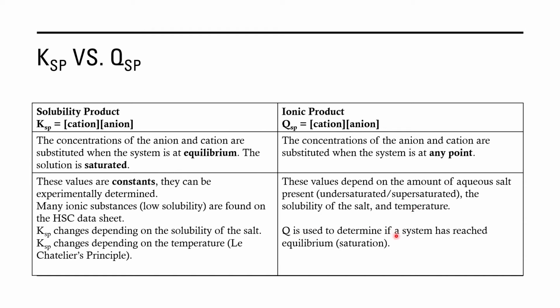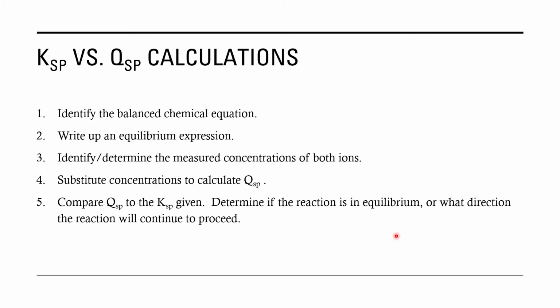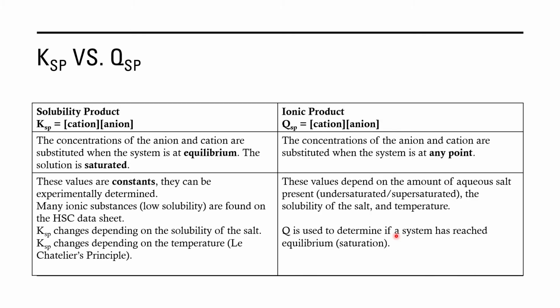What we can use Q for is to determine whether or not a system has reached that point of saturation, that point of equilibrium. In other words, if Q and K are the same, they are in equilibrium. However, if Q is lower than K, what we can assume is that the cation and anion concentrations aren't large enough, we're still approaching equilibrium, and that no precipitate will form. And if Q is bigger than K, what we can expect is that the cation and anion concentrations are larger than they should be, meaning that we have a supersaturated solution.